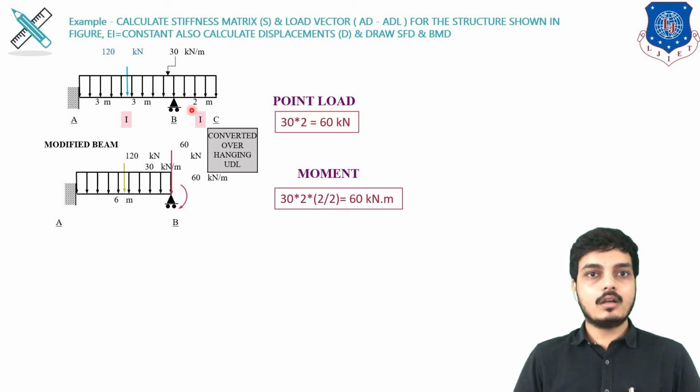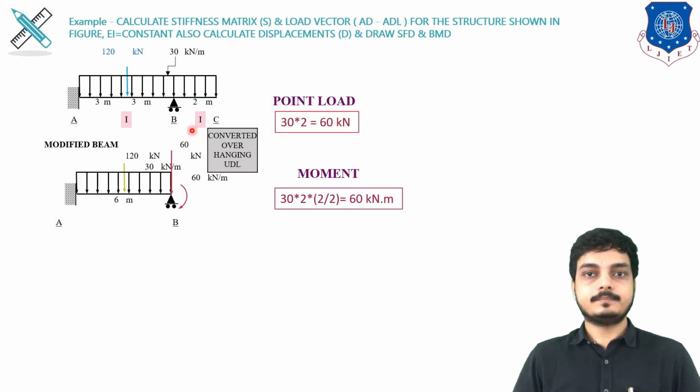First of all, let's recall the number of unknowns. There is only B which has an unknown. Yes, there are unknowns at C, but we will modify it, so we will be neglecting those unknowns. Now how to remove this extra UDL?